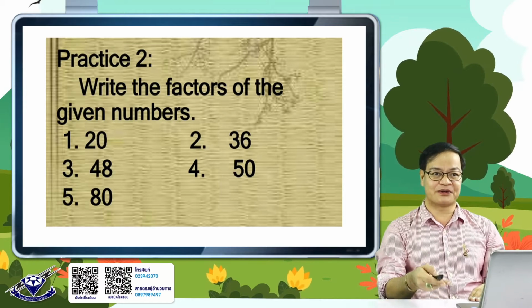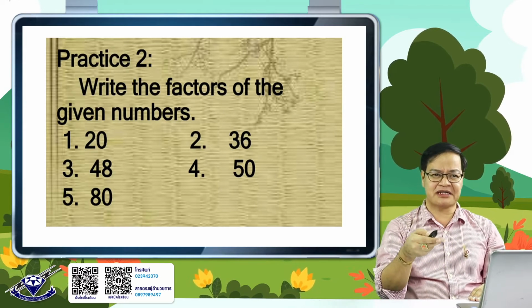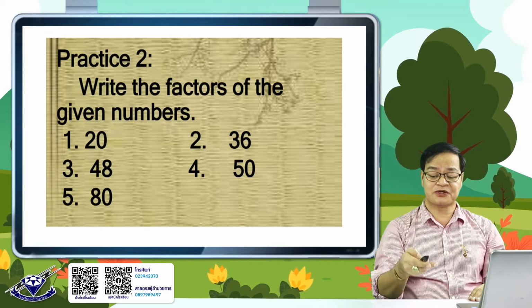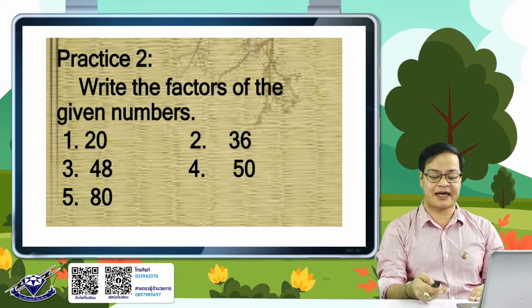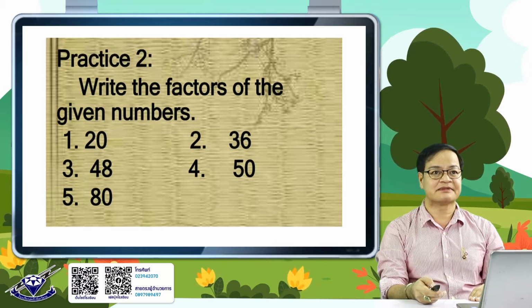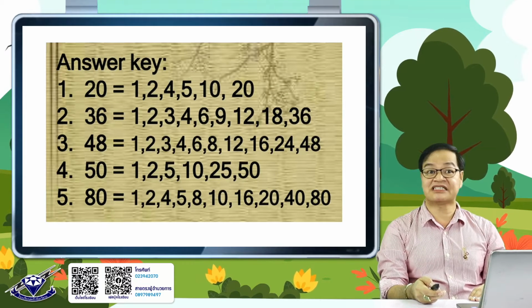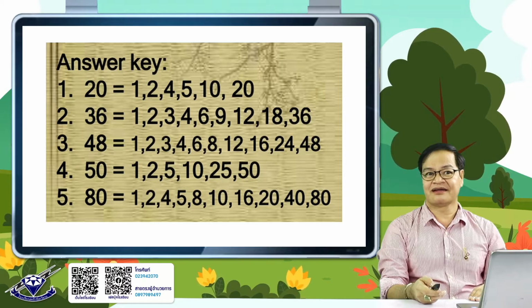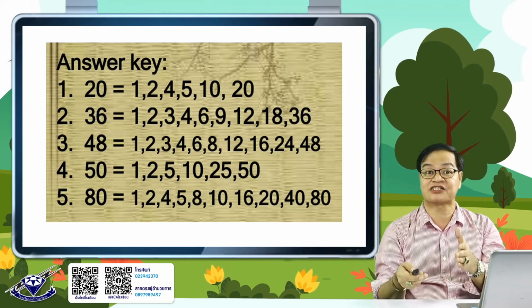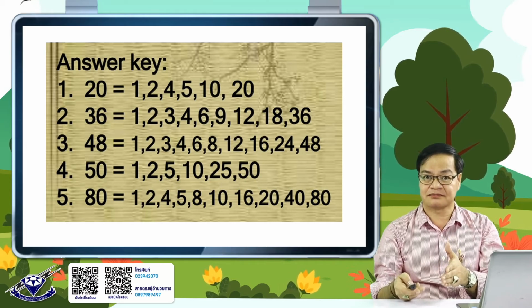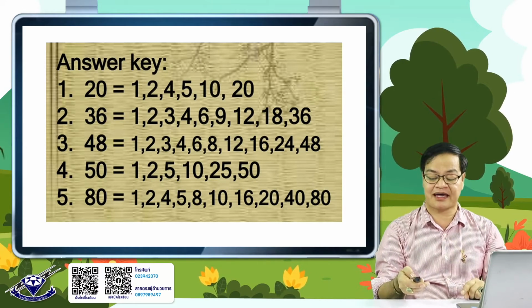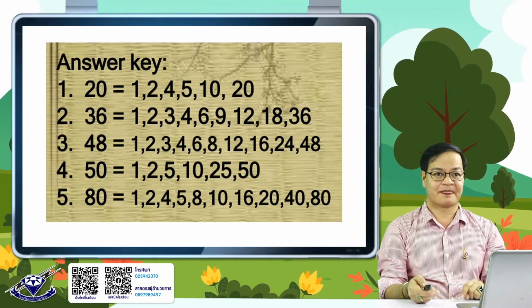Okay? So the rest, number 3, number 4, number 5, you try this one. You do exercise at home. Okay, next. Let's have this one. This is the answer key. But you have to try, you have to test yourself. And then you have to check your work. Just be honest. Okay?